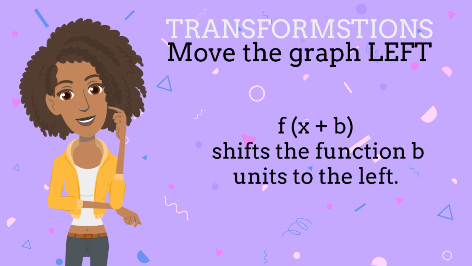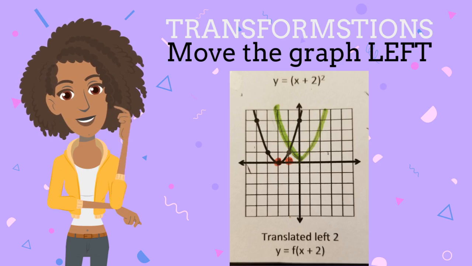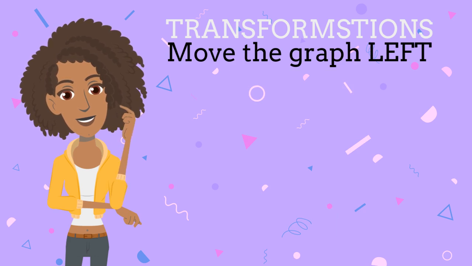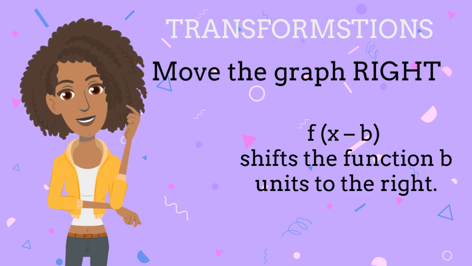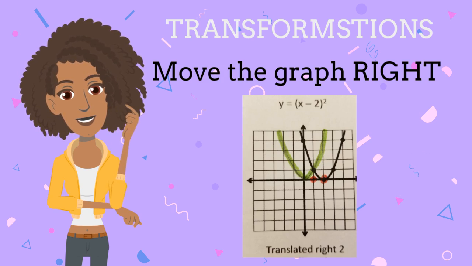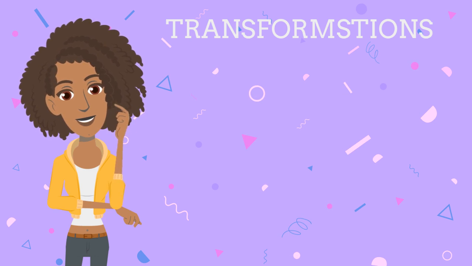So now we're going to take the graph to the left. So look at the parentheses. When it's inside the parentheses, we know we're moving left and right. Translate it to the left by 2 again. Your original graph is green. And remember, we're looking for what's inside the parentheses so that we know that we're moving left and right. F of x minus b shifts the function b units to the right. So this isn't as difficult as I thought it was initially. But when you don't really know what's happening, you can get thrown off.